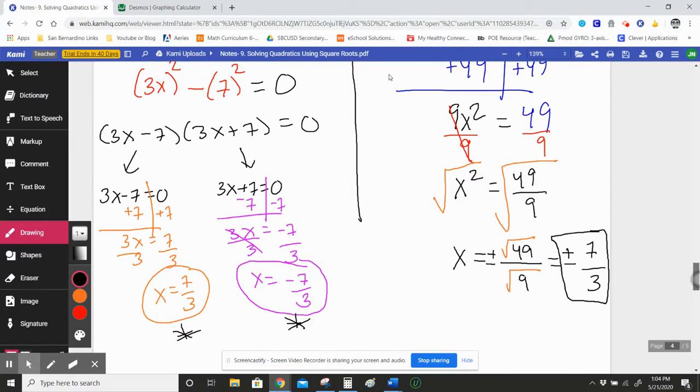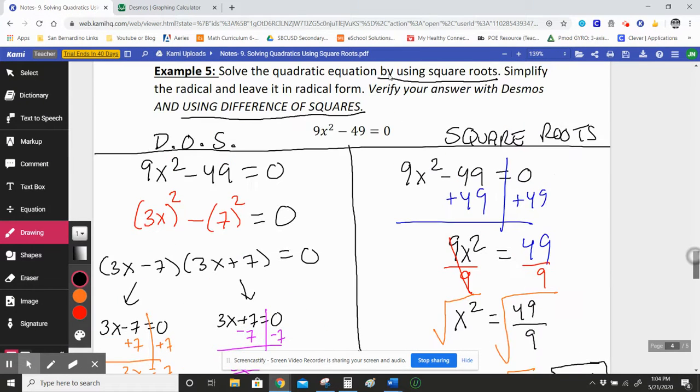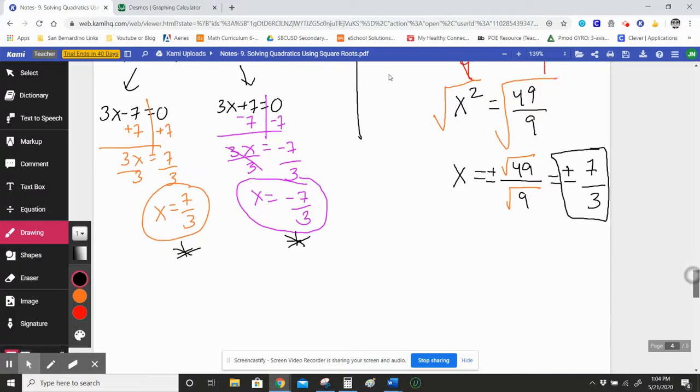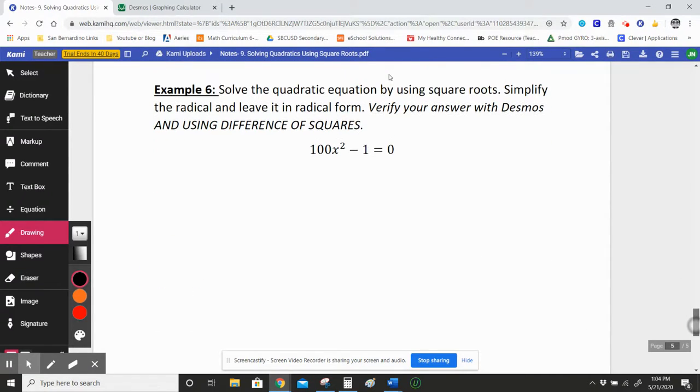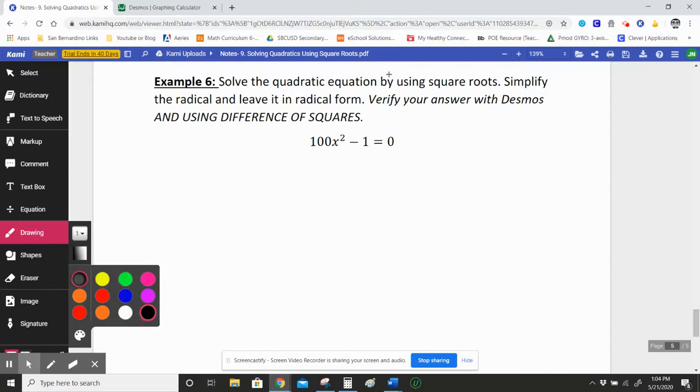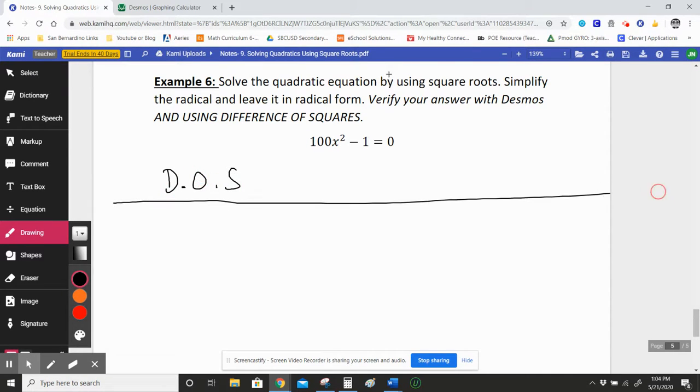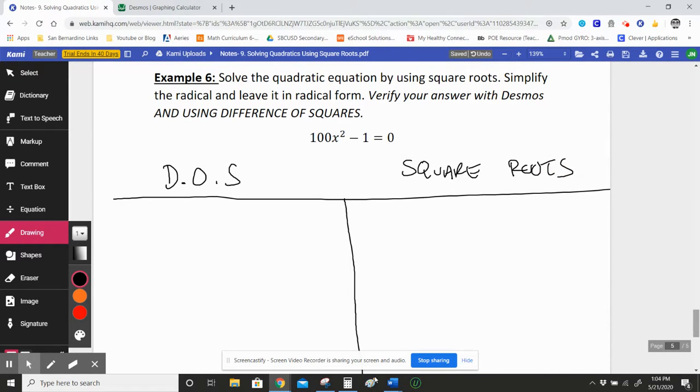Okay, final answer, final problem. Same exact thing as example number 5. We're going to be doing the same exact problem two different ways. One of them is going to be by using square roots, and the other one is going to be by using the difference of squares. So I'm going to be using difference of squares on this side and square roots on the other side, solving the exact same problem two different ways, and I better get the same answer.